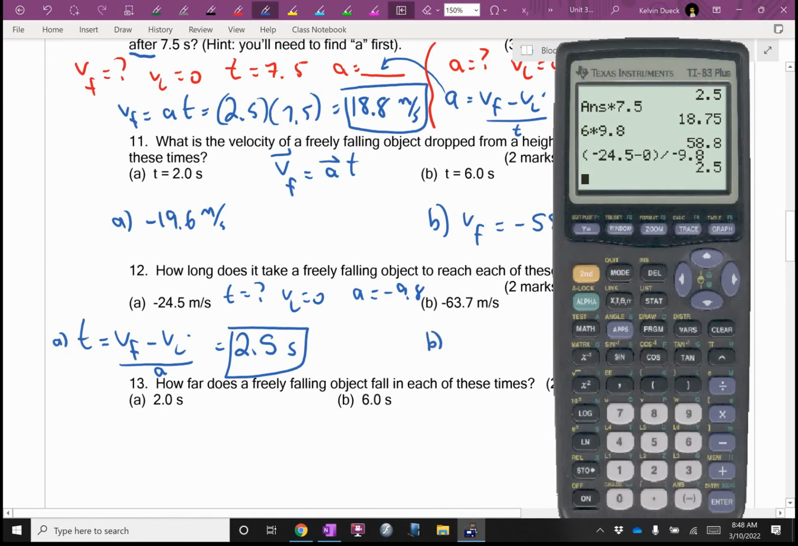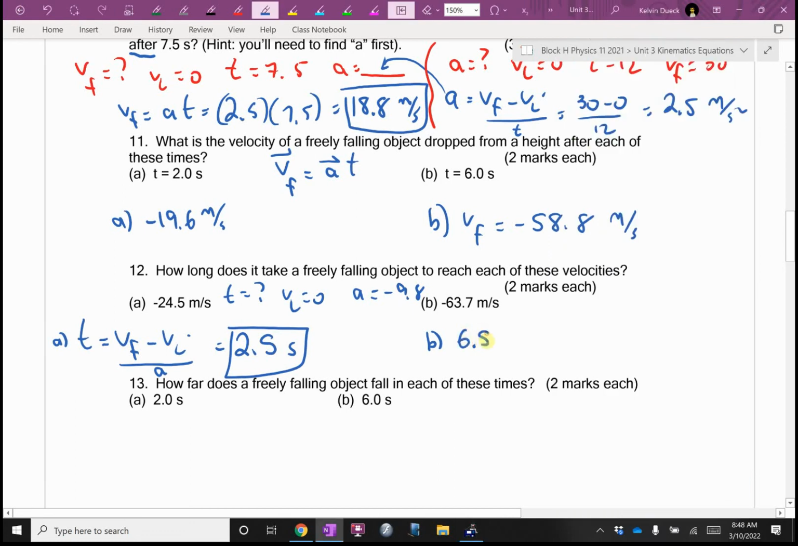And B, I got a good calculator, so I'm just going to backspace and edit and replace the 24.5 with the 63.7. 6.5 seconds. These would be 2 marks each, Ari, and the way you could tell is it says 2 marks each, so I'll give you 2 marks, 2 marks.